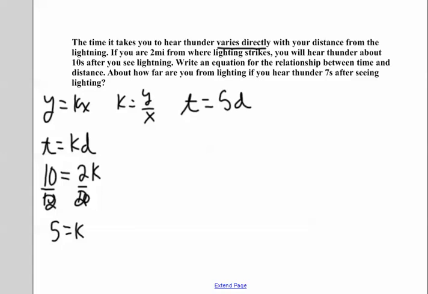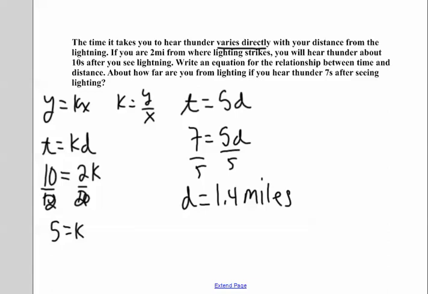Now the second part says, about how far are you from lightning if you hear thunder 7 seconds after seeing lightning? So what you're going to do is put in 7 right here, so 7 equals 5 times d, and then you divide both sides by 5. So d is 1.4 miles. You're 1.4 miles away from the storm if you heard thunder 7 seconds after you saw the lightning.